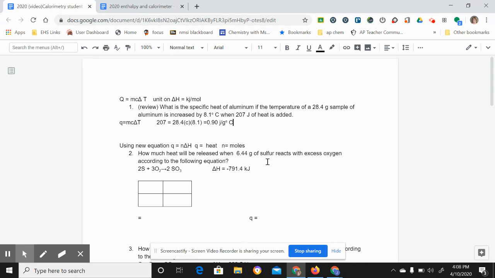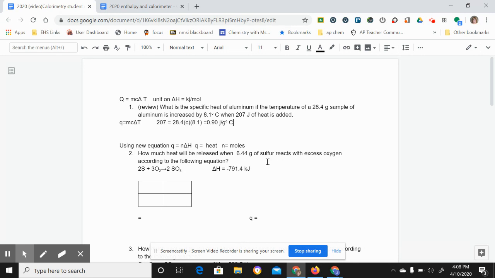Now we're going to look at a new equation, which is Q, which is still your heat, equals n, just like when we did PV equals nRT, n is your number of moles, times delta H. Delta H is your enthalpy change, okay? Enthalpy is the sum of the internal energy of a system. So we're looking at the change of energy in a system.